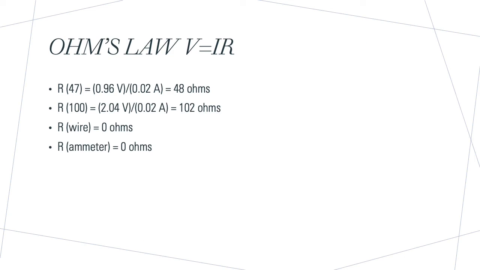And through this lab too, we are using Ohm's law, which is V equals IR. So I calculated the resistance across the 47 ohm and 100 ohm resistors to see what I'd get. And based off of the values we got, the 47 ohm is about 48 ohms according to these measurements, which makes sense, and there's slight error due to approximation of values. Same thing with the 100 one. Across the wire and ammeter though, there is 0 ohms for the resistance there because there was no voltage difference.